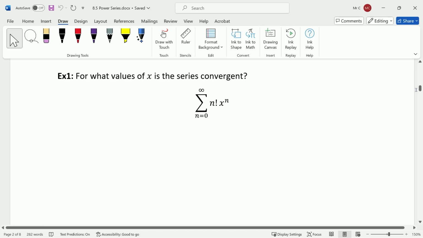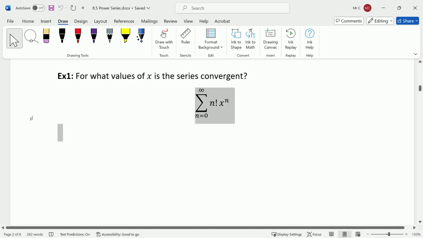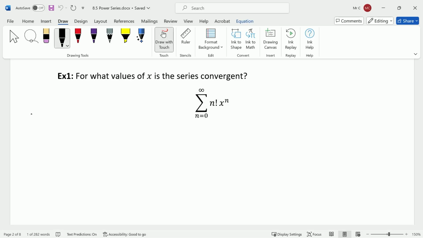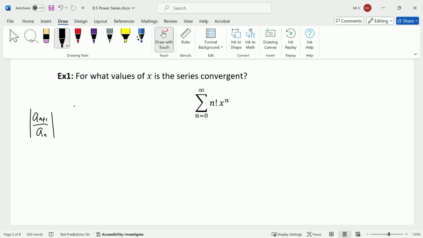For what values of x is the series from n equals 0 to infinity of n factorial times x to the n convergent? So the first thing we're going to do is try to apply our ratio test. We take a sub n plus 1 over a sub n, take the absolute value. This gives us the absolute value of n plus 1 factorial times x to the n plus 1 over n factorial times x to the n power.